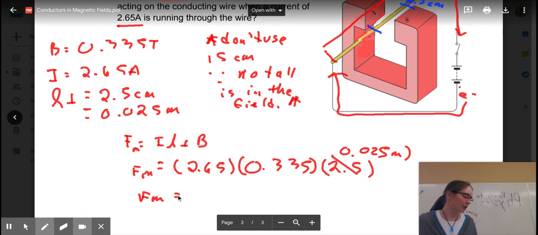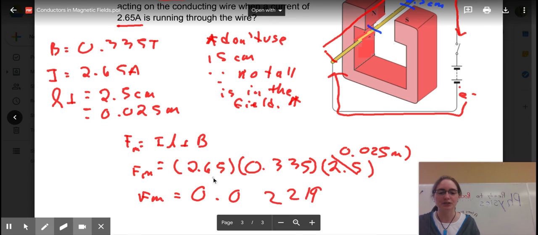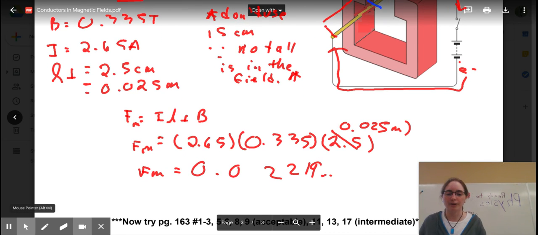Okay, so you're going to get your magnetic force. Oh, I wrote these in the wrong spot, backwards. Whatever. It's multiplication, it'll be the same. So our force magnetic is going to be 0.02219. That's super messy. Scroll down.